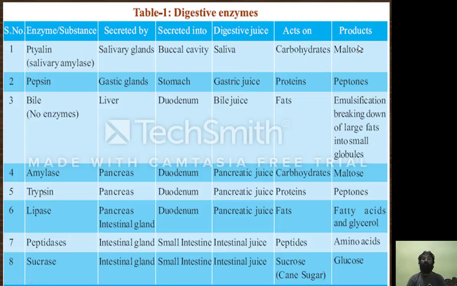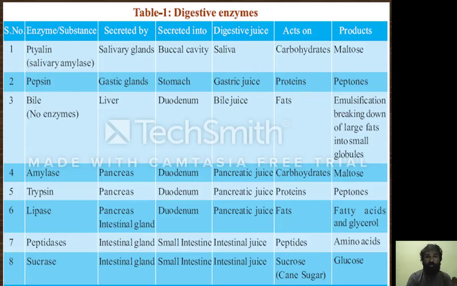The complex carbohydrates are converted into maltose sugars by the enzymatic action of salivary amylase. This digestion process takes place in the buccal cavity, or mouth. Coming to the next enzyme, what is it? Pepsin. This pepsin is secreted by the gastric glands located in the gastric wall of the stomach. These gastric glands release the pepsin into the stomach, so it is called gastric juice. This gastric juice especially acts on proteins to convert them into peptones.